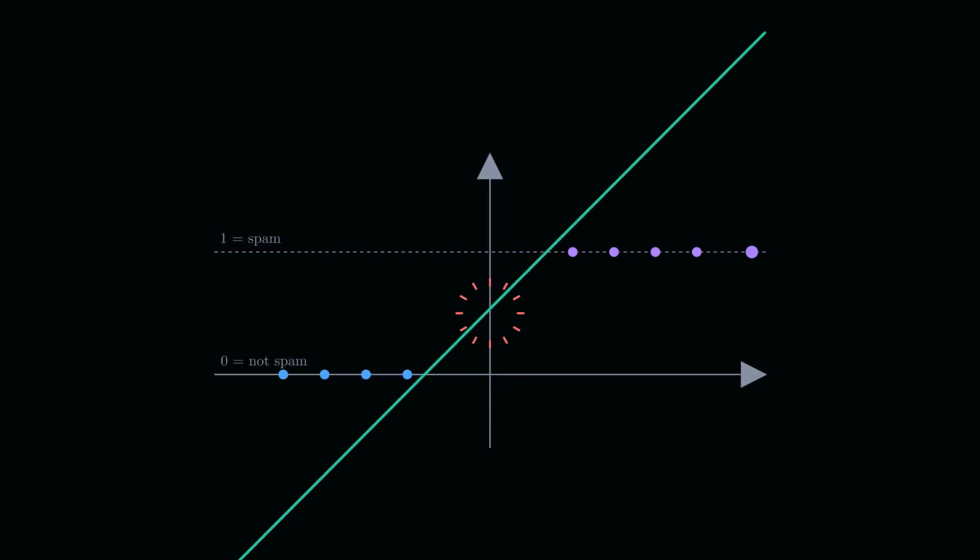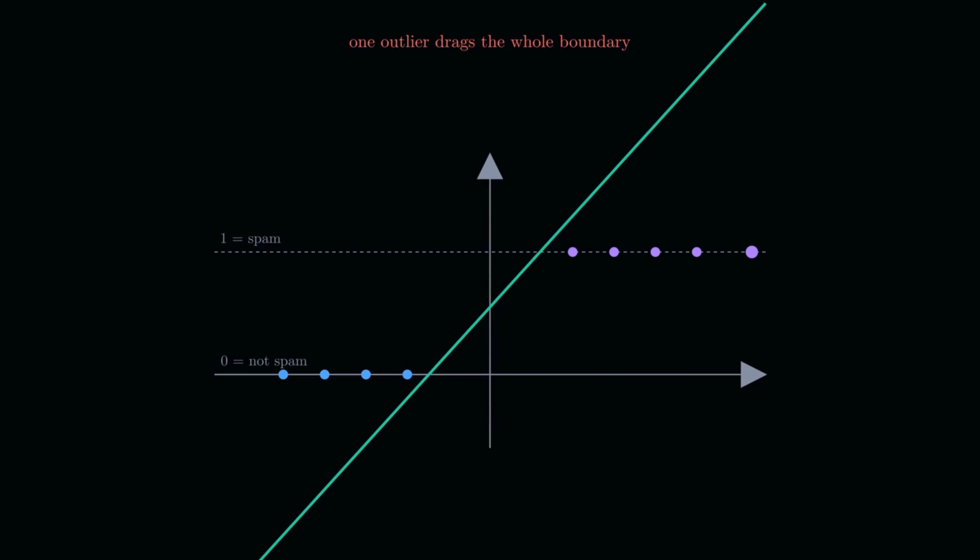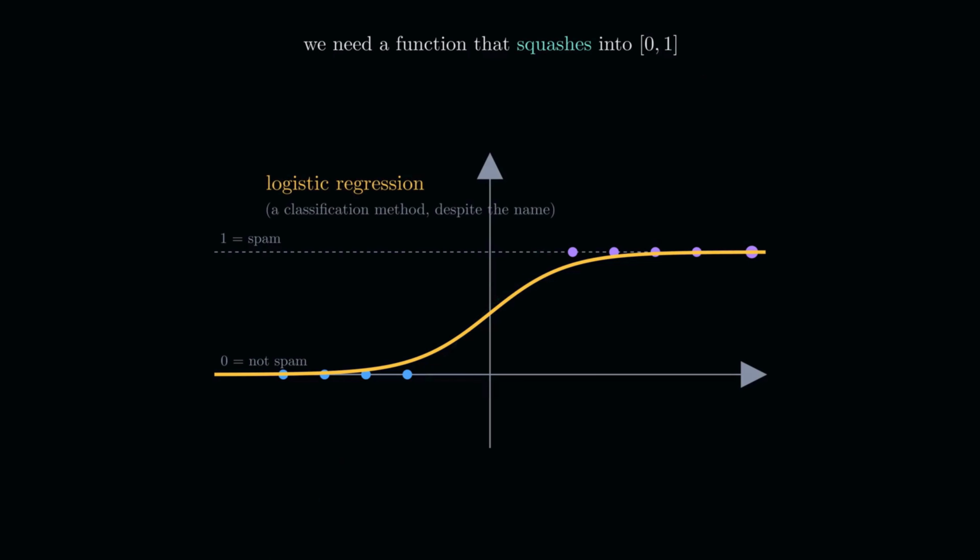Worse, a single far-off example can tilt the whole line and drag the boundary to a terrible place. So we need a function shaped differently, one that gently squashes any input into a range of 0 to 1, so the output always reads as a clean probability. That S-shaped squashing function is the entire idea behind logistic regression. Even though its name is logistic regression, it's actually a classification method.